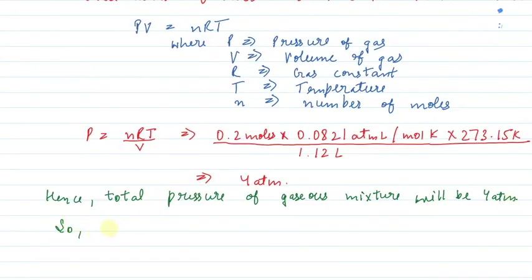So, option B, that is 4 atm, is correct.